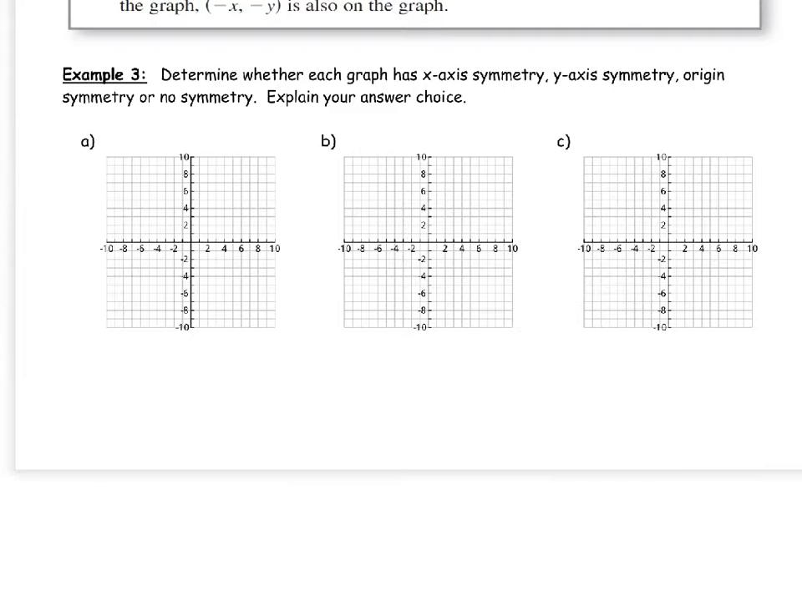Now, I would like you to write some form of an explanation of why that is, as you just heard what I said. The next one would be origin symmetry.